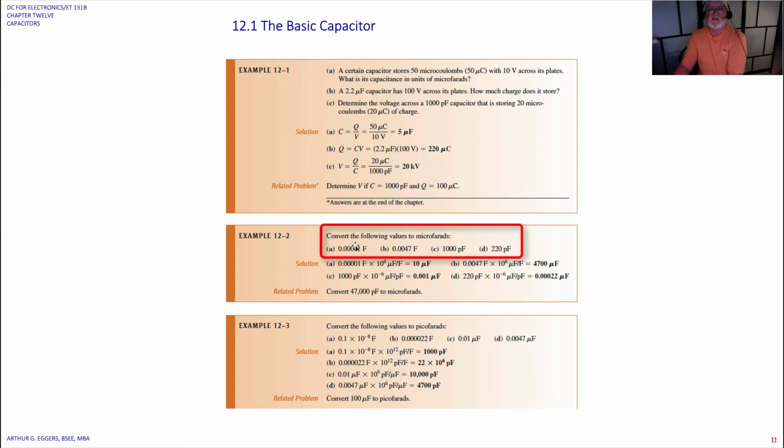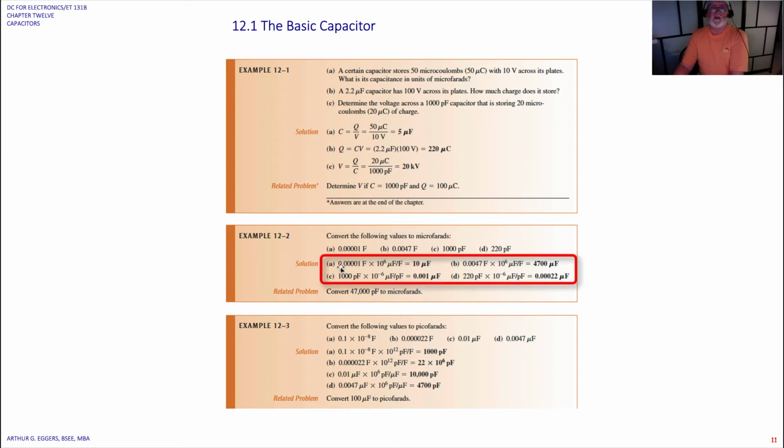Example 2, convert the following values to microfarads. So in each case, we can see we've got a very small value: 0.00001 farad, 0.0047 farads, 1,000 picofarads, and 220 picofarads. So they want us to convert all of these to microfarads. So in part A, we've got a value of 0.00001 farads. We're going to multiply that times 10 to the 6 microfarads per farad, and we get 10 microfarads.